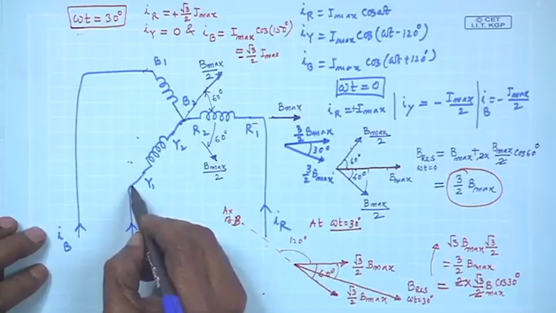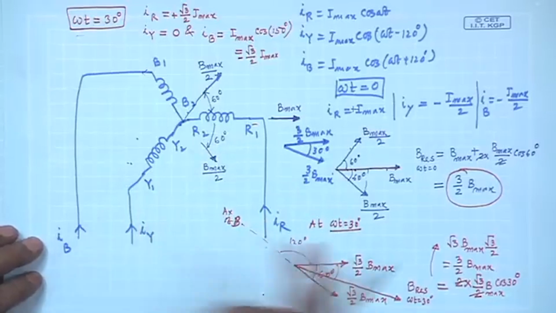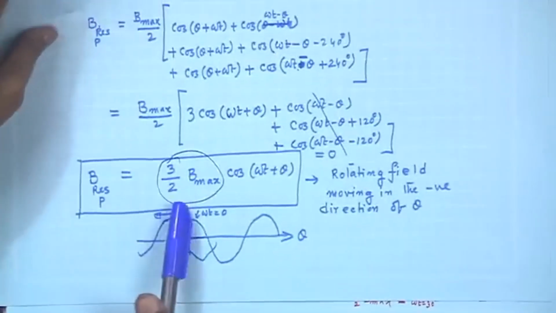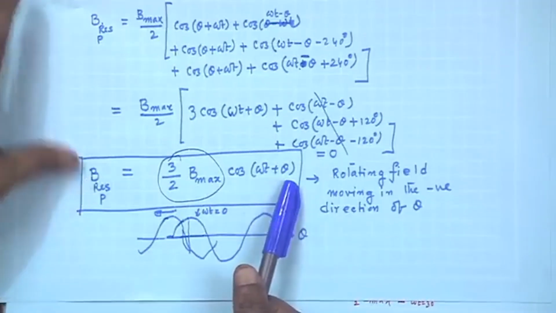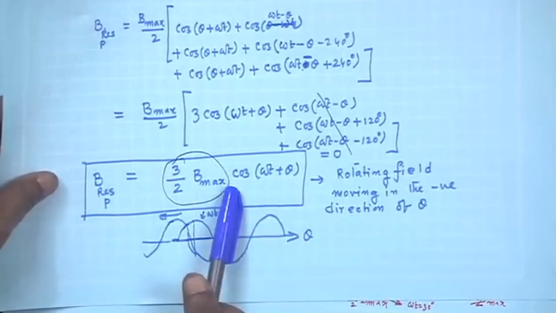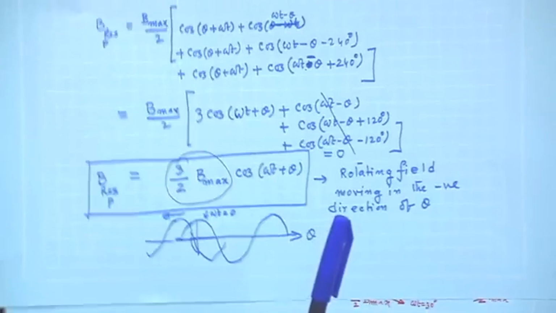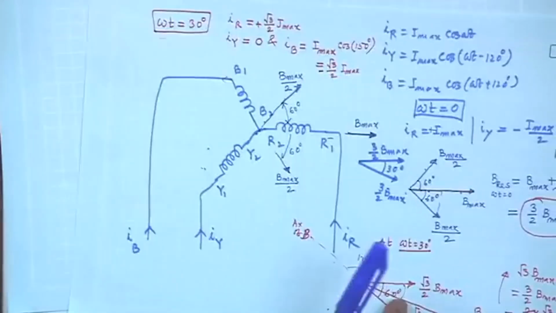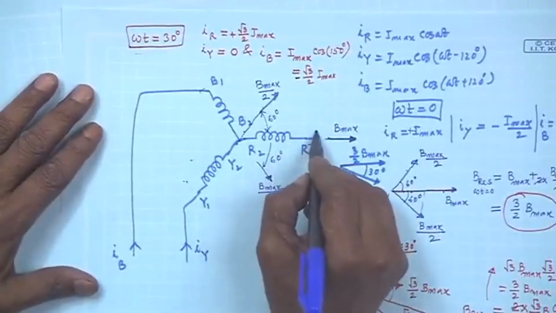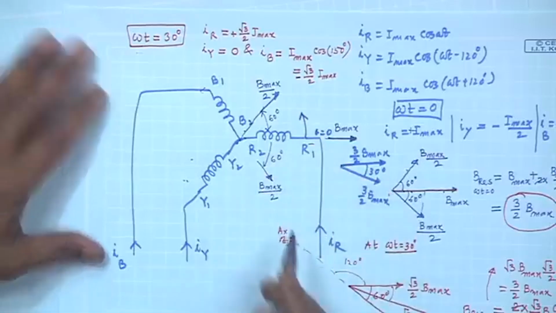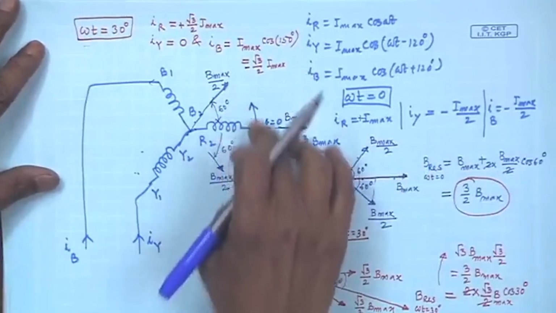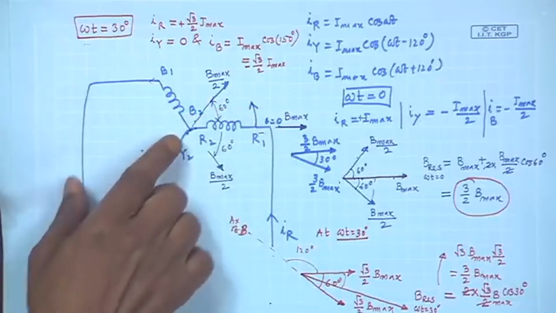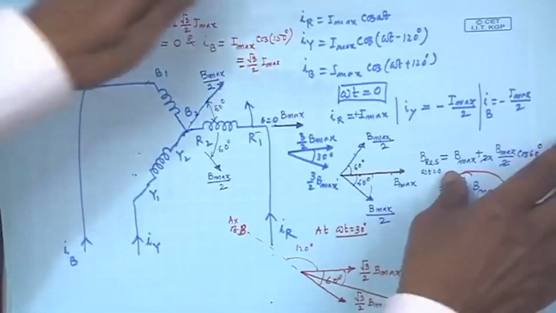in this direction, in the clockwise direction, and it is consistent with this result because we found that 3 by 2 B max cosine omega t plus theta is the equation of this, which told me that your resultant field is moving in the negative direction of theta. Positive direction of theta I am measuring, this is theta equal to 0 this way. So, it has indeed moved in the negative direction, keeping its amplitude the same, and coming here. One can go on doing like this.